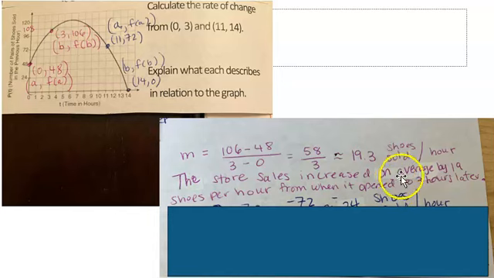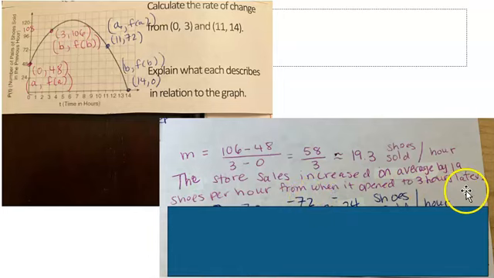Don't forget we have to write the words on average because it's not the same slope or the same rate of change between 0 to 1 as it is from 1 to 2 or 2 to 3. It's going to change from hour to hour. And so as a result, we have to say the words on average. On average by 19 shoes per hour.